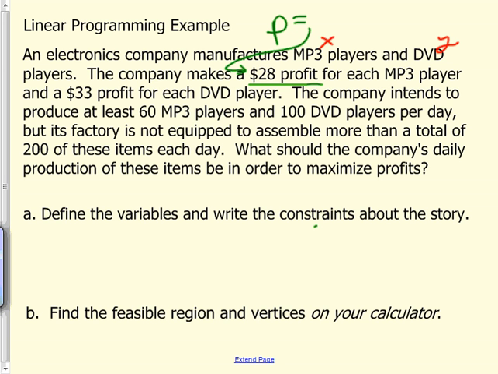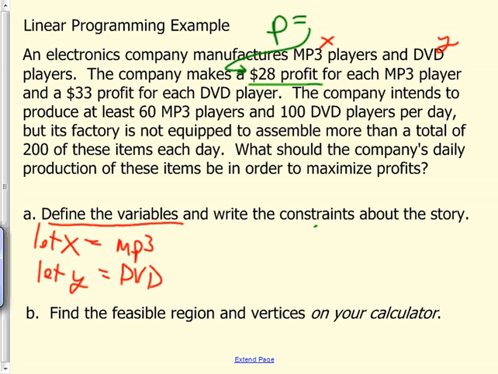Okay, so here's how you do this one. Define the variables. Defining the variables means let X be MP3 players, and let Y be DVDs. Do you have to do that? Yeah, you should do that. Otherwise, if you just start graphing with an X and a Y and you haven't said that X is DVDs or Y is MP3s or whatever, then you can't tell which one's which.